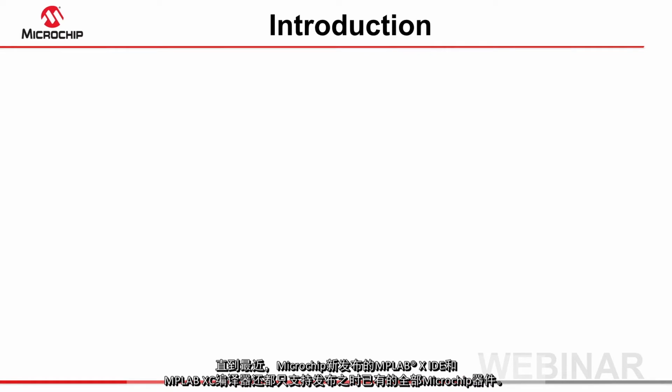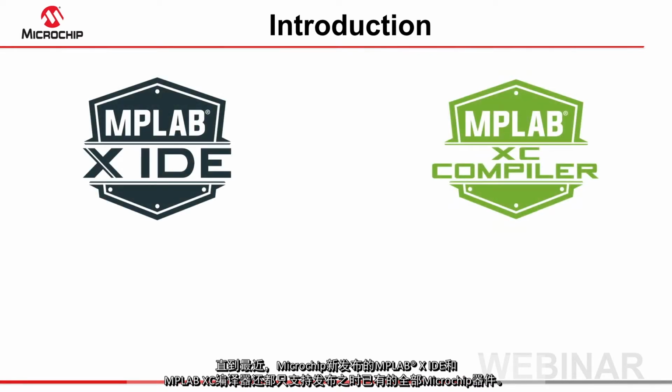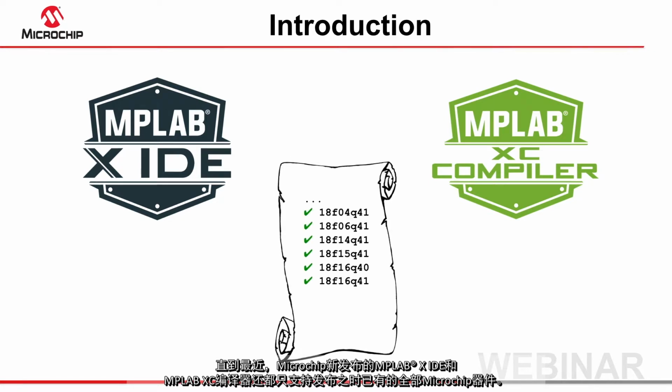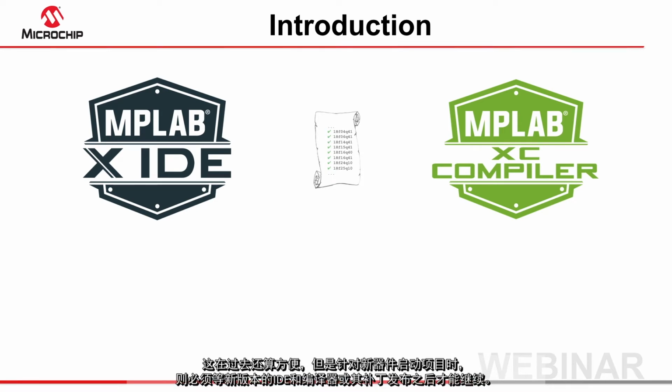Until recently, Microchip's MPLAB X IDE and MPLAB XC compilers came only with inbuilt support for Microchip devices that were available at the time of their release. This was convenient, but if you wanted to commence projects targeting new devices, you had to wait for new versions or patches of your IDE and compiler before you could proceed.